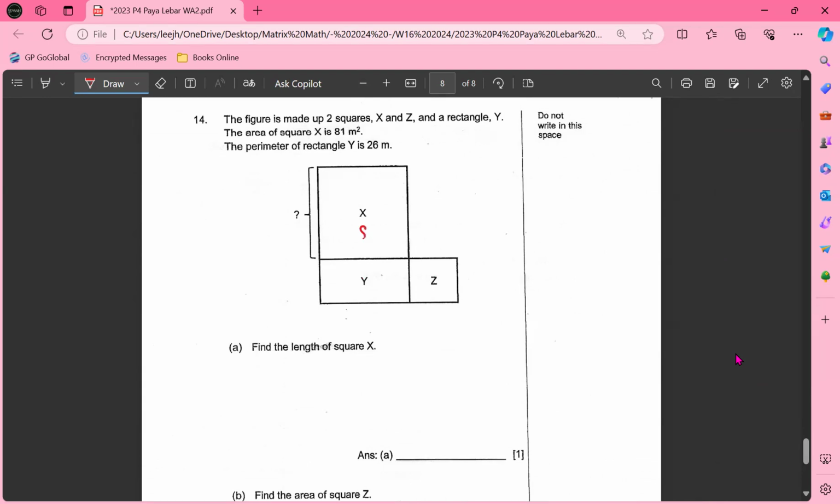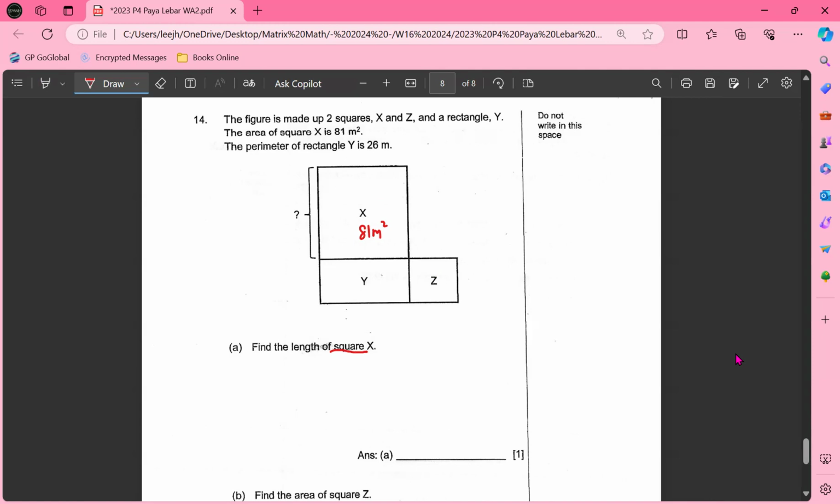So we know the area of X, we write down 81 square meter. The perimeter of rectangle Y is 26 meter. I want to find the length of square X. This is square X, and the length of square X is just this one. So how to find the length?